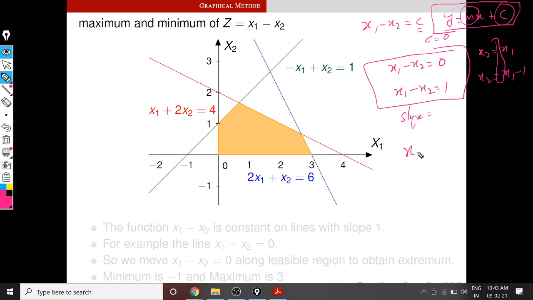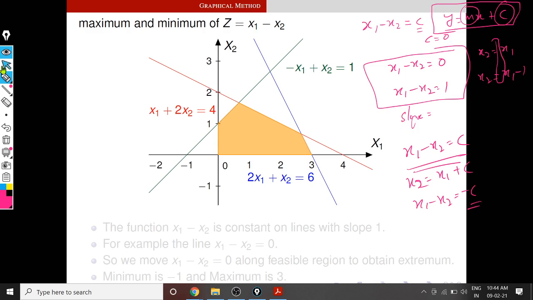This is the general equation, x1 minus x2 equal to c. Or you can write it like this: x2 equal to x1 plus c. This is the general form of a straight line with slope 1. So on the straight line, x1 minus x2 equals minus c, where c is an arbitrary number. On the straight line, x1 minus x2, that is our objective function, is constant. If c is negative, then minus c is positive. Anyway, it's a constant.